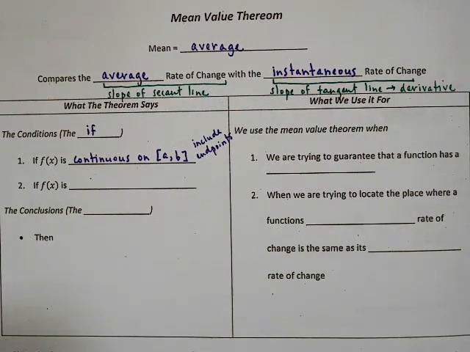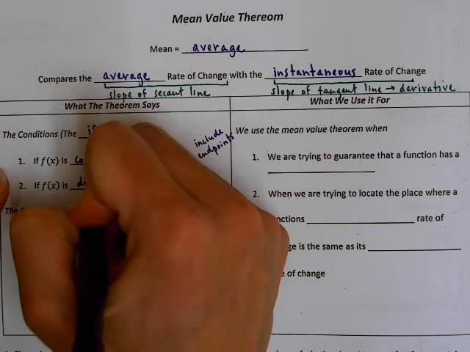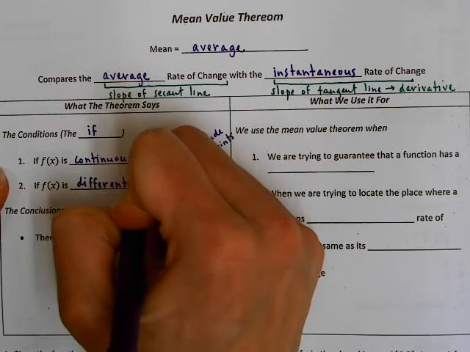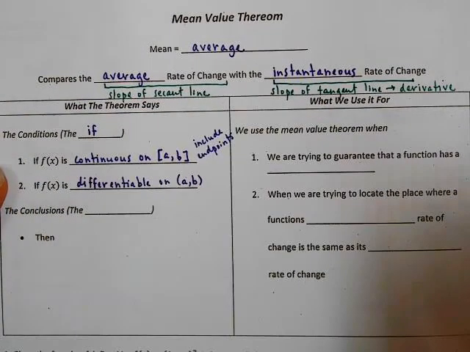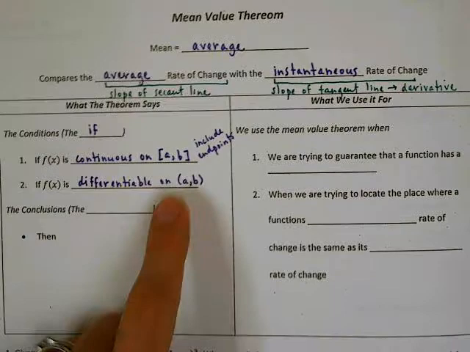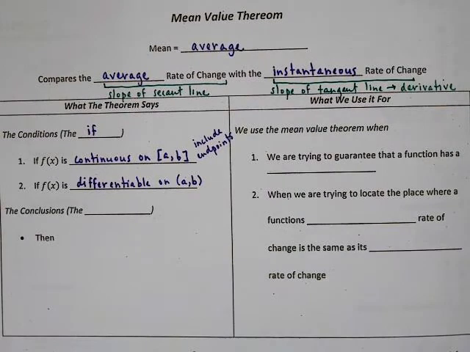My second condition is that f of x is differentiable, or in other words, the derivative is defined on the open interval from a to b. In that case, we're not including the endpoints, but it means that at every point in between a and b, the derivative exists. So if those two things hold, then here's what we know.